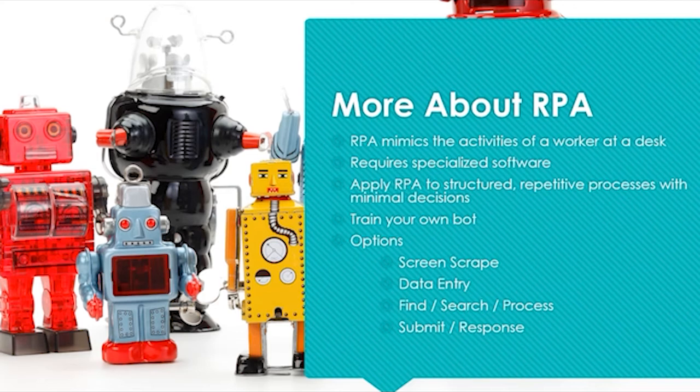These are some of the capabilities or typical uses that you would see. You could do a screen scrape, for example, to extract data out of a screen that a user interacts with. We can complete data entry with robotic process automations, find, search, or process files and data, or even submit a form, capture the response, and move that forward in the process. So these are just a couple examples of some of the things, but there's so many possibilities that you can take advantage of with robotic process automation.